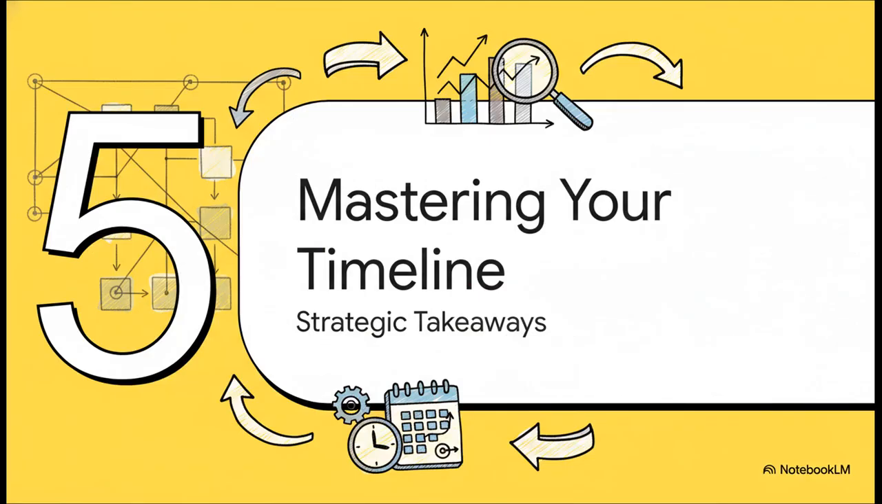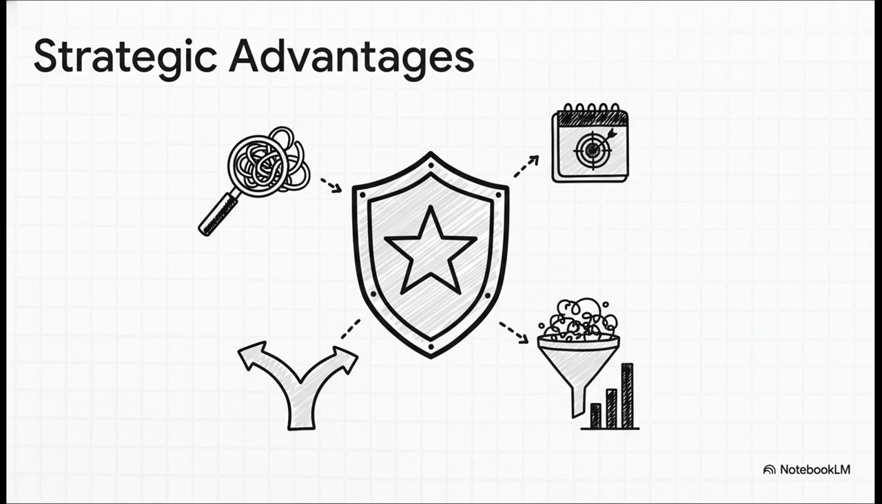Okay, let's bring it all home. What are the big strategic takeaways here? How does mastering a tool like PERT give you a real advantage when you're trying to manage not just a timeline, but project complexity itself? So what are the real strategic wins here? First, PERT forces clarity. Just the act of mapping out dependencies shines a big, bright light on hidden risks and bottlenecks before they have a chance to blow up your project.